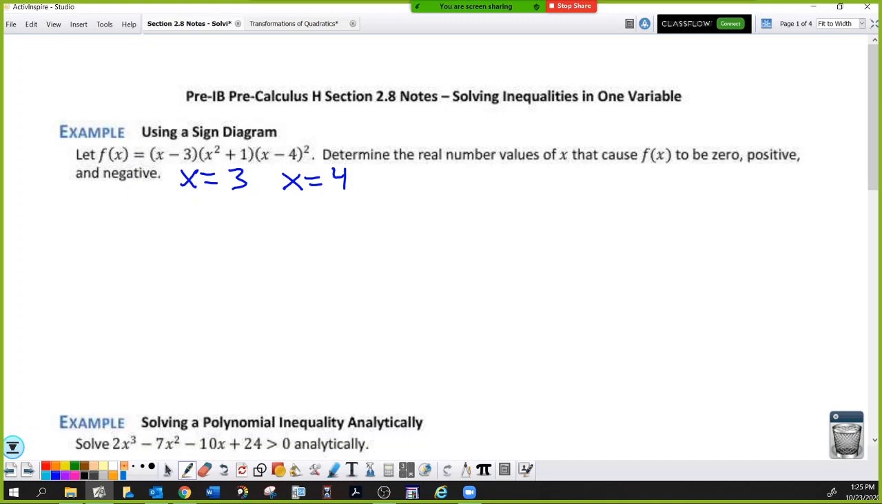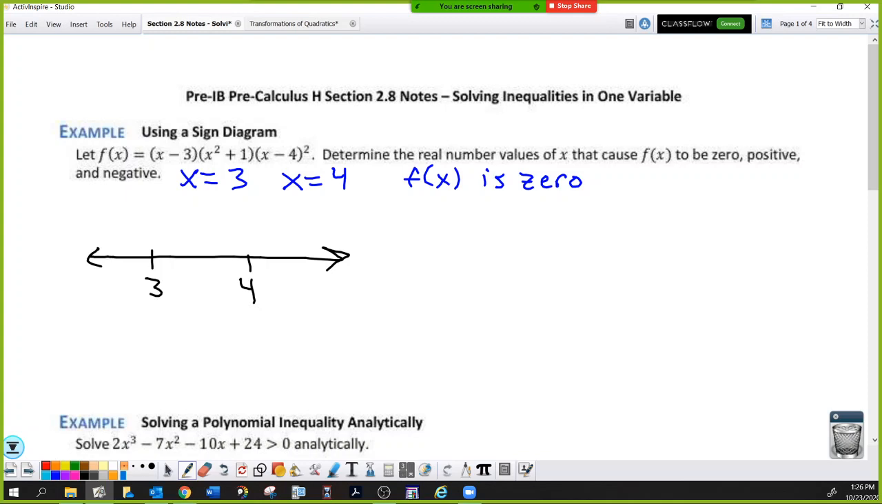Going to throw a sign diagram up here. And we're going to check the regions that are created by the numbers 3 and 4. What's happening at the numbers 3 and 4? Polynomials equal 0. Oh, well, we're supposed to be figuring out where it's 0, positive, and negative. We've already figured out where it's 0. That's why they're called zeros. So f of x is 0 when x is 3 and x is 4. And now we just check the regions.